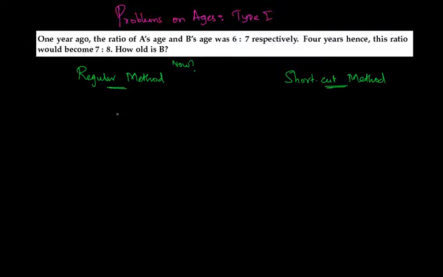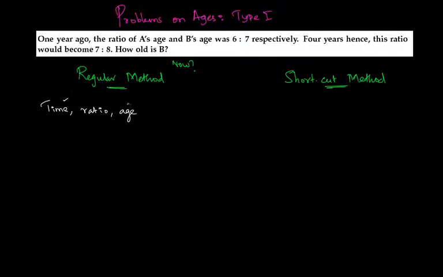First of all, let's solve this problem using a regular method, and we will also be using a shortcut method to solve this problem. First, let's get the data right. Okay, so what we are dealing with, we have to be very careful. We are dealing with time 1 year ago, and we are dealing with ratio, and we are dealing with age. These are the three things we are dealing with.